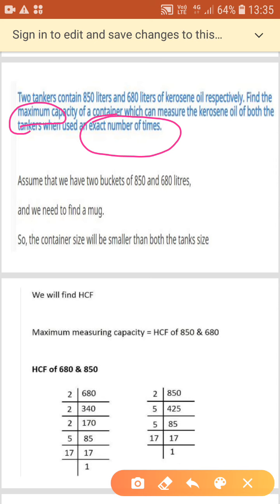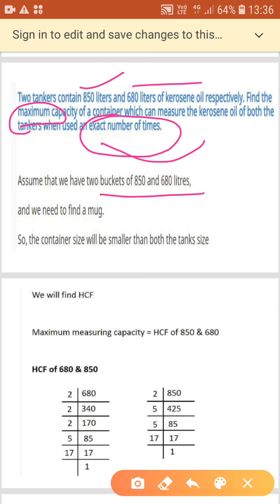So these are the two keywords over here. There are two tankers and they have a capacity of 850 liters of kerosene oil and 680 liters of kerosene oil. So we have to find out a maximum capacity of a container which can measure the kerosene oil of both the tankers, and it should be an exact number of times. That means it should be a factor, and maximum means highest. So we have to find out the highest common factor in this problem.